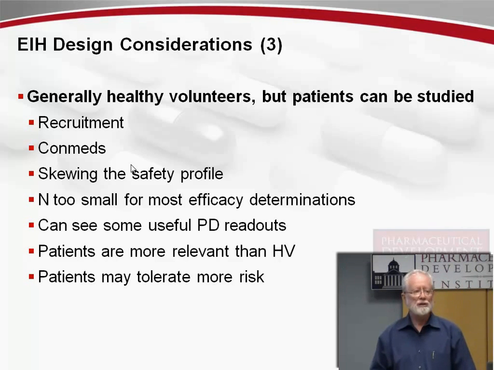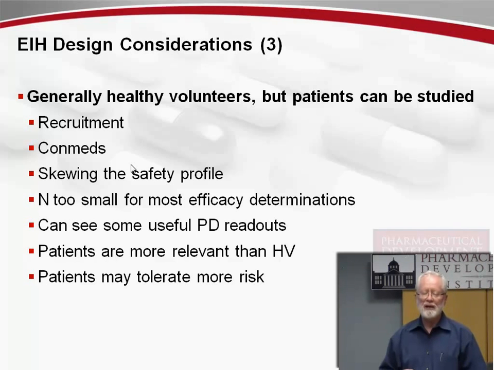So if a population of patients, say, typically has a lot of liver problems, in your first study you're going to have liver problems. And if you went into healthy volunteers and had no liver problems, you have a cleaner compound. You may still have liver problems in that patient population, but at least you establish a clean baseline. The other thing is that the number that you need for all these pharmacokinetic measurements is actually not too large. It's only about 6 people or so.